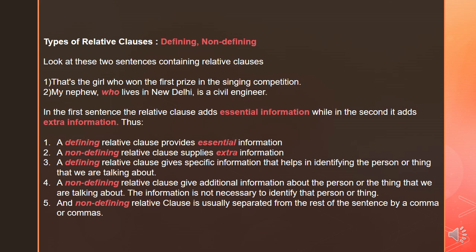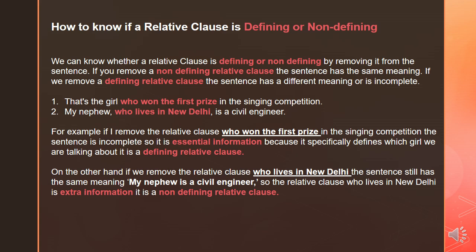Next, the fifth point is a non-defining relative clause is usually separated from the rest of the sentence by a comma or commas. So it's very simple. A non-defining relative clause is separated by a comma. Let's see this example. My nephew, who lives in New Delhi, is a civil engineer. Can you see here? It's separated by commas. So that is also another way of finding out if it is a non-defining relative clause.